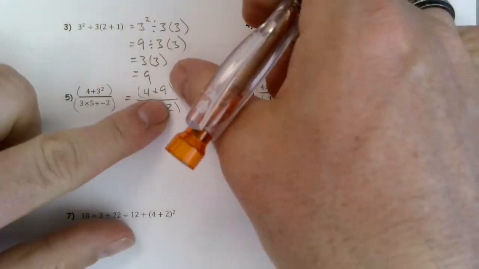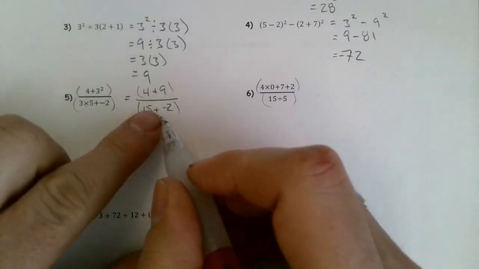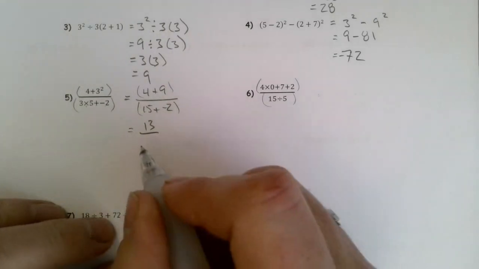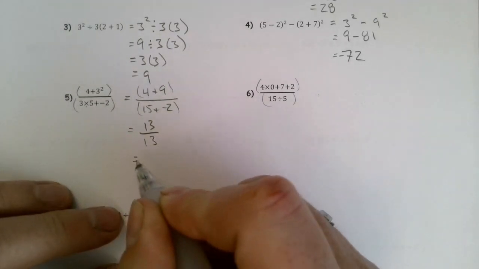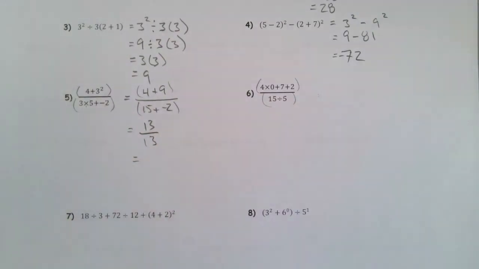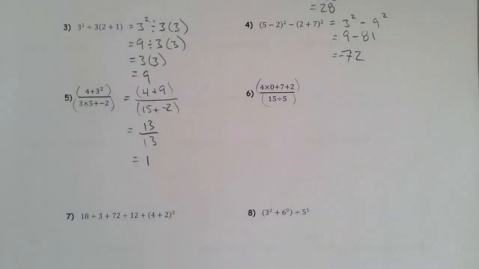So now, to finish off the numerator, 4 plus 9 will be 13. To finish off the denominator, 15 plus negative 2 is going to be 13. Now I can do the division. I've dealt with everything in the numerator, I've dealt with everything in the denominator. Now I can deal with that division, and 13 divided by 13 is 1.